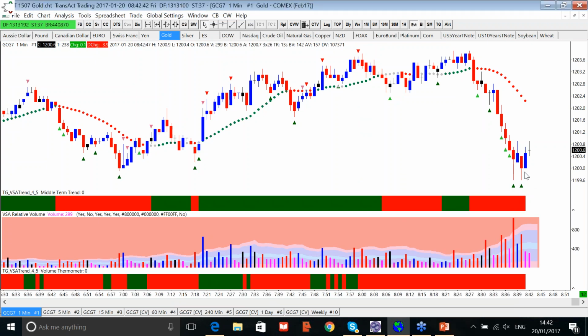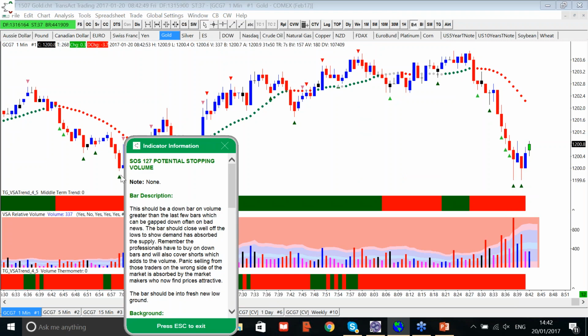So support's come in down here for a reason. Right, they don't want to take it below this round number just yet. And you can see they did the same thing over here. They stopped the market, did the same thing here. So I participated in that move down.